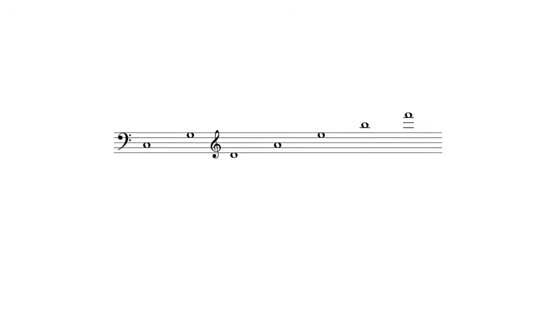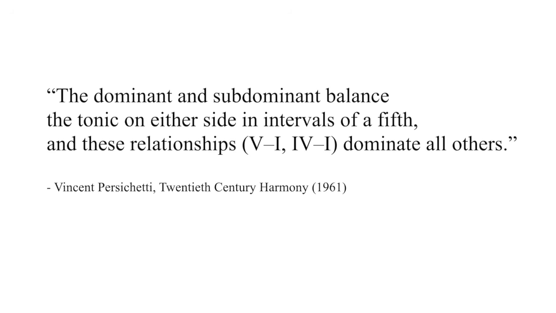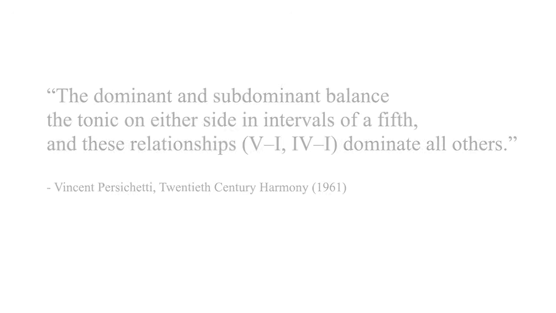Now let's put it into a circle. It's just a circle of fifths in C major. Then I'll add the diatonic chords. Persichetti writes, the dominant and subdominant balance the tonic on either side in intervals of a fifth, and these relationships, 5-1, 4-1, dominate all others.